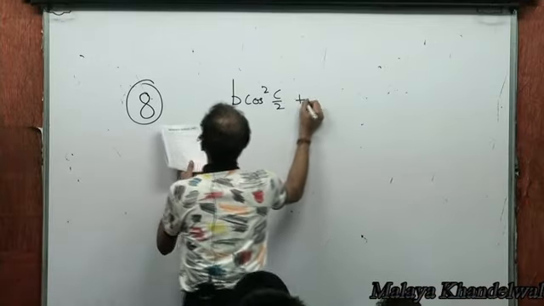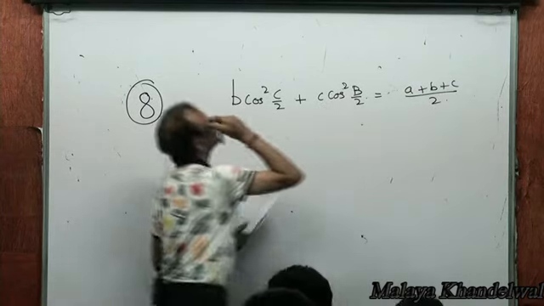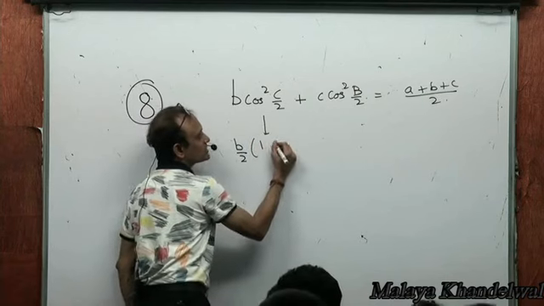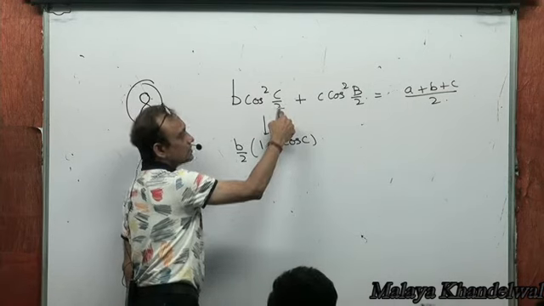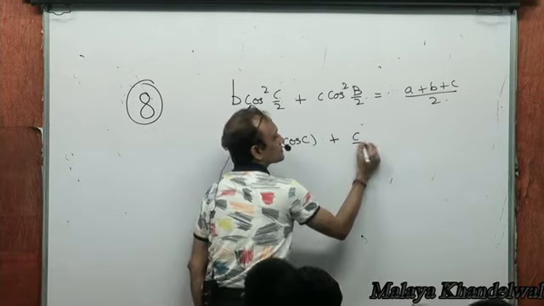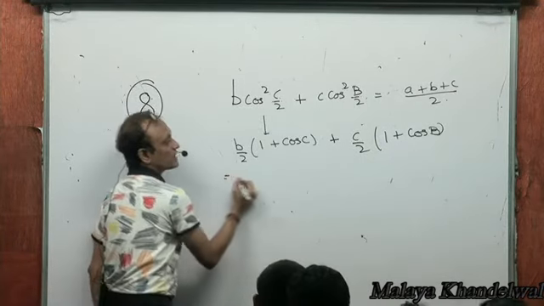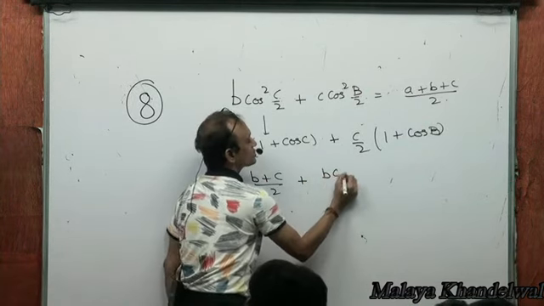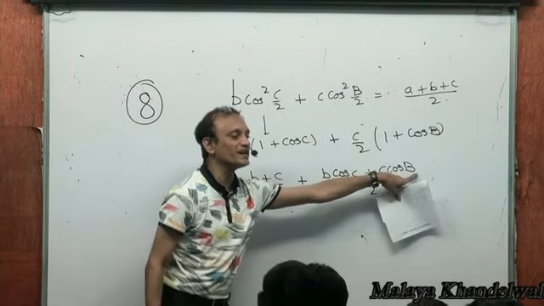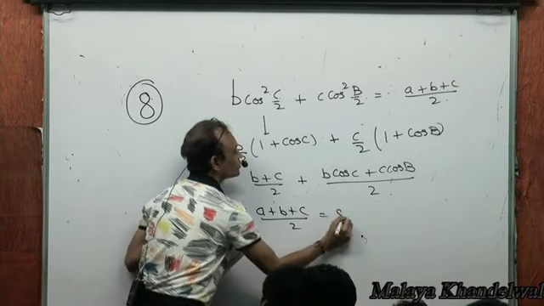b cos square C by 2 plus c cos squared B by 2 is a plus b plus c by 2. See, I could have written this as b into cos square C by 2, which is half of 1 plus cos C. Cos square theta is half of 1 plus cos 2 theta. Cos square B by 2 is half of 1 plus cos B. Now this I could have written as b plus c by 2 plus b cos C plus c cos B by 2. But b cos C plus c cos B is a. So a plus b plus c by 2, which is the semi-perimeter of the triangle.